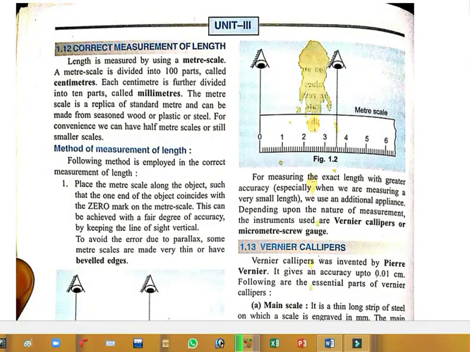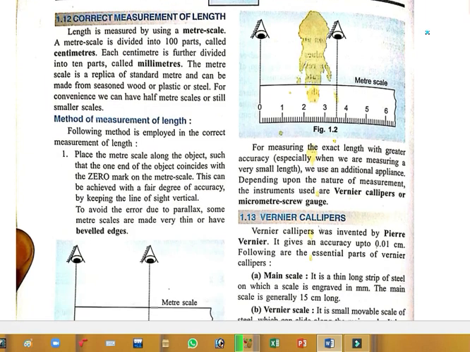Hello students, so we will start the unit 2. Okay, so in the previous video we have already discussed the other topic, so today we will learn about unit 3. Okay, so correct measurement of length.